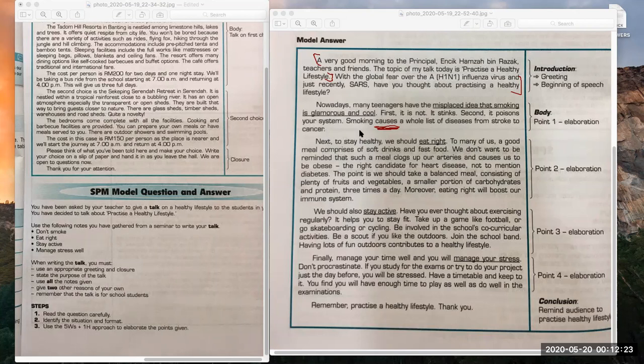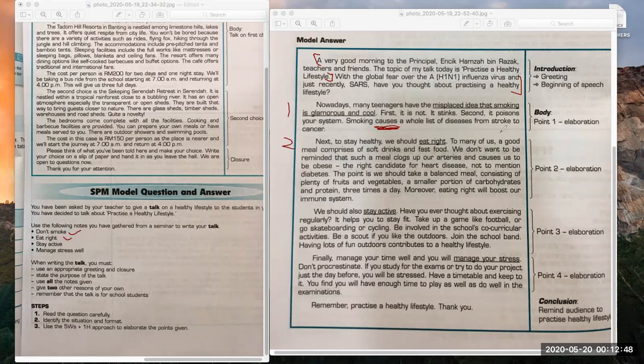Okay, next, to stay healthy, we should eat right. To make sure we are healthy, we eat in the right way. So, this is his number 1 point already. This is number 1 point. Now we are moving to number 2, eat right.